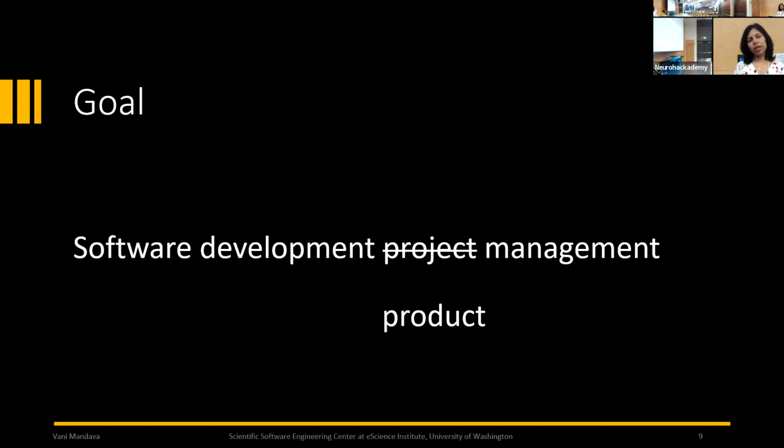So I want to change the title of our talk today a little bit and not talk about project management, but talk about product management, okay? The reason for that is it is important to look at software development as the creation of a product and not just as a project. This is the main difference that I have noticed in my job here in academia as compared to how software is built in industry.